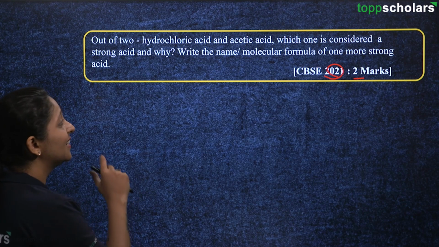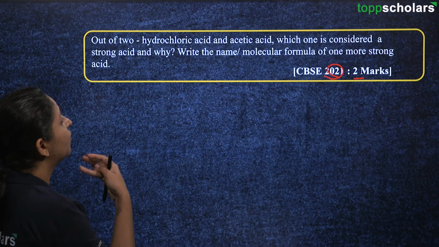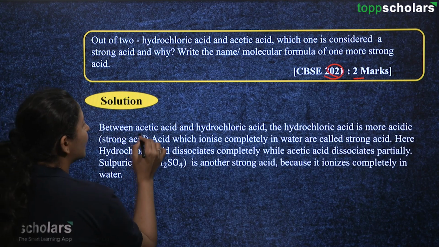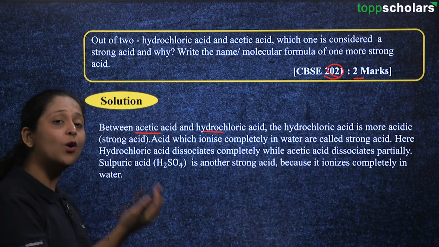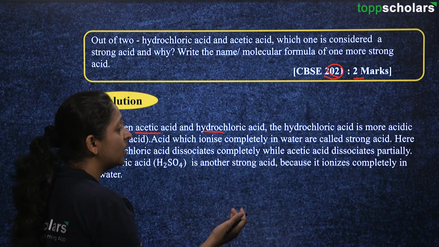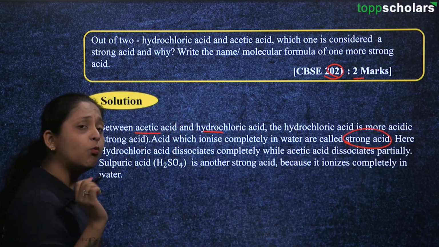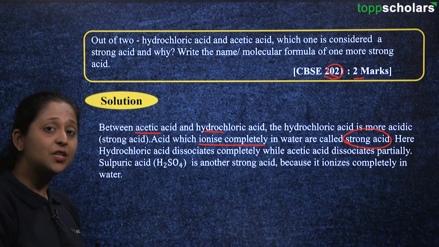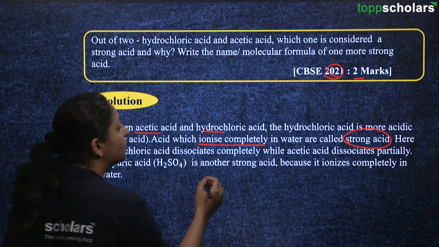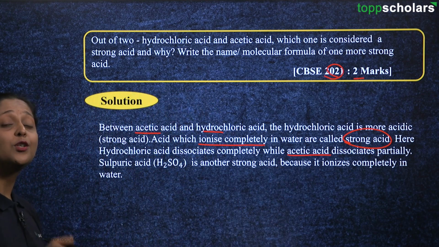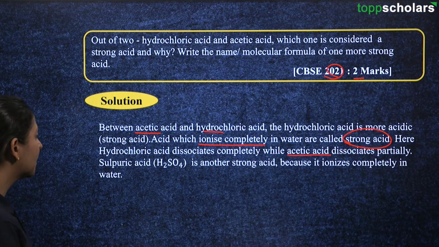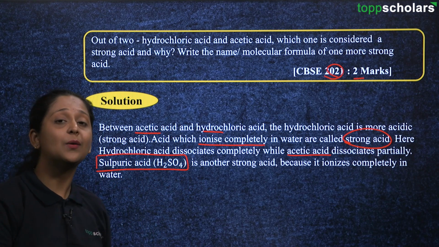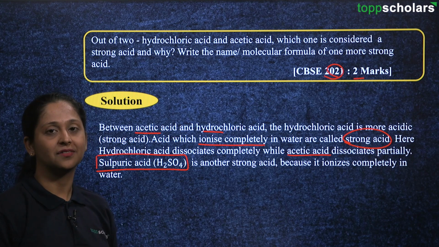The next question is from the year 2021, which is a 2-marker question, children. Out of hydrochloric acid and acetic acid, which one is considered a strong acid? You have to write the name, the chemical molecular formula and one more strong acid. Between acetic acid and HCl, HCl will be more acidic in nature, right? It is more corrosive in nature, hence it is called a strong acid. Why? Because when you mix it with water, it ionizes completely. That is why we call it a strong acid, and it dissociates completely, while acetic acid shows partial dissociation in the presence of water. Another example you can take is sulfuric acid. It is also a strong acid because it ionizes completely in the presence of water.